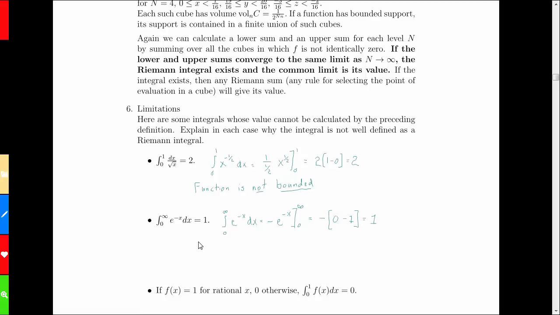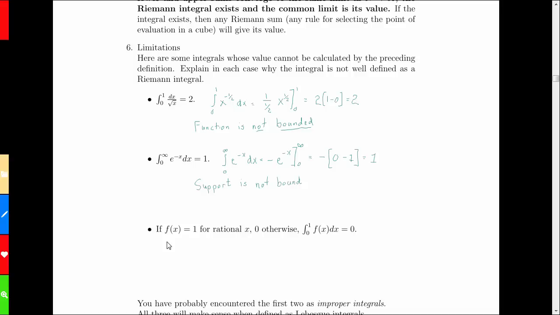But again, this is not a Riemann integral. What's the problem? The problem is that the function e to the minus x does not have bounded support. It's non-zero no matter how large x becomes. So while the integral of e to the minus x from 0 to a million would be a perfectly well-defined Riemann integral, the integral when we extend the limit of integration to infinity is not.